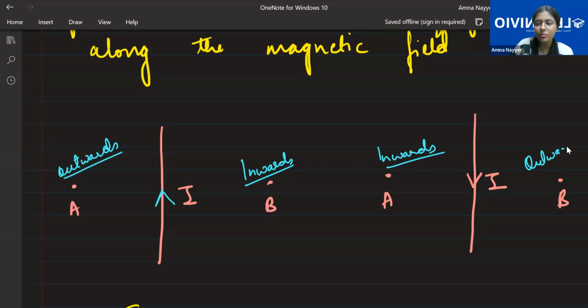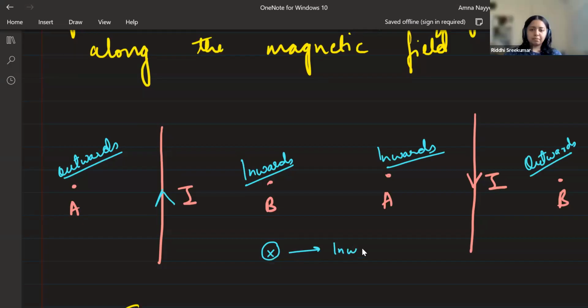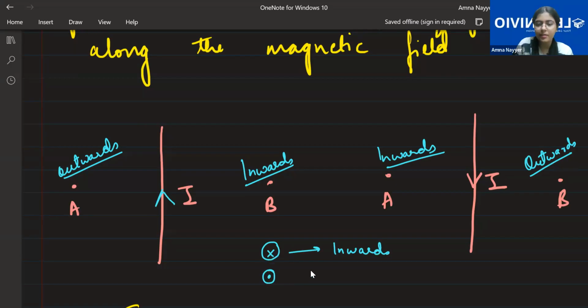I'll just tell you one more thing. For inwards, this is the symbol, a cross. You can just put a cross also. That is a standard acceptable answer. And a dot will represent outwards. So often you will see crosses are made. That means all the magnetic field is pointing inwards. That is how we see.